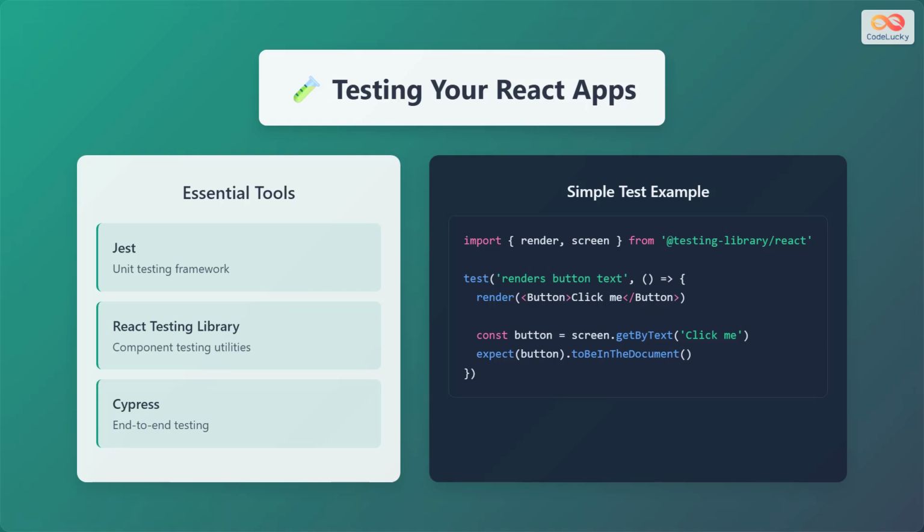First, you import render and screen from @testing-library/react. Then you write a test that renders a button with the text, "Click me." Finally, you use screen.getByText to find the button and expect it to be in the document.